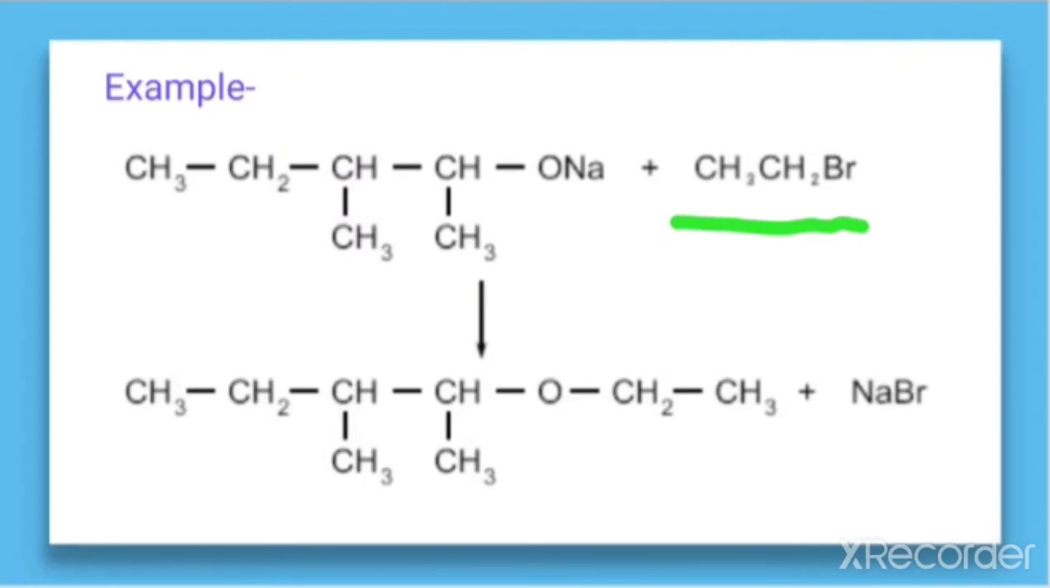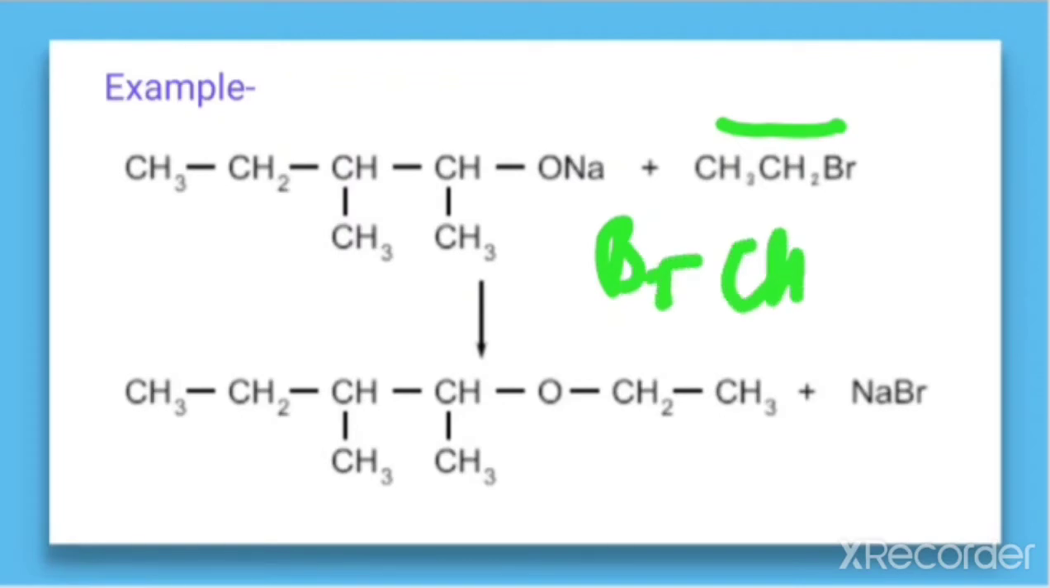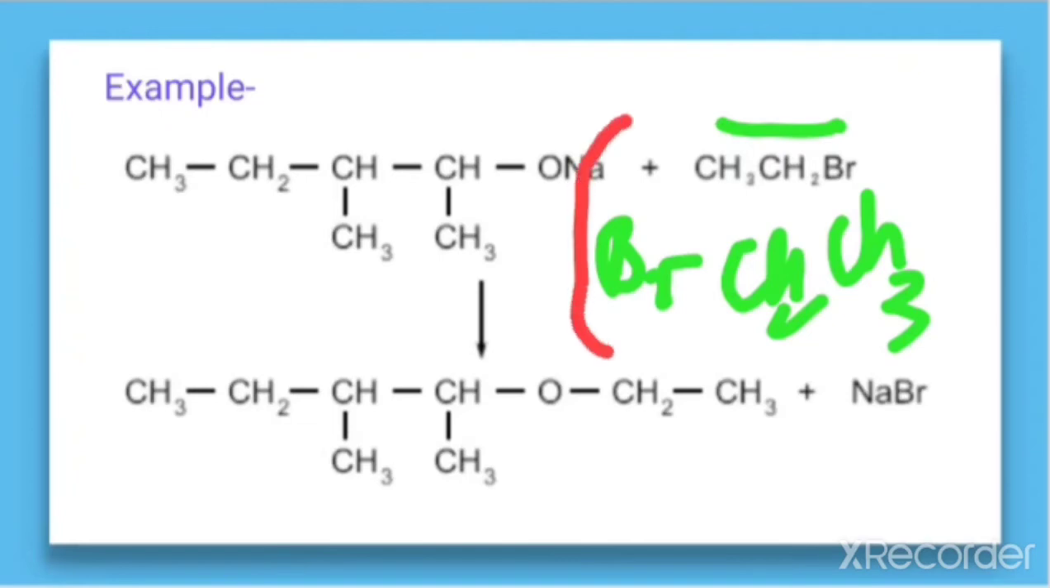I told you how you can easily frame the product. You write one of the compounds in the reverse order. So I am writing this in the reverse order, that is Br CH2CH3. I am writing the alkyl halide in the reverse order in this way. Now I can easily frame the product. Look at the equation. Here Na and here Br get removed, that is NaBr is removed.